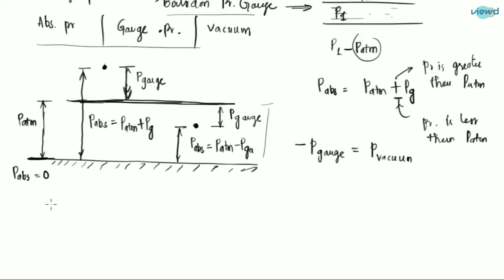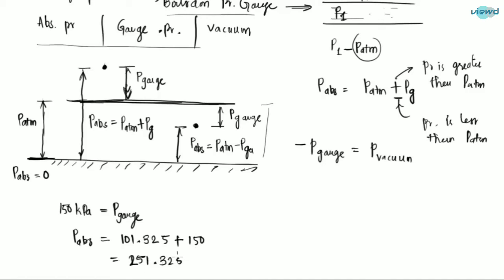Let us see these with examples. If I say 150 kilopascal is equal to P gauge. This is the pressure measured with a pressure measuring instrument, so this is gauge pressure. And if I ask you what is absolute pressure, what will be your answer? It is 101.325, the atmospheric pressure, plus 150. This will give us 251.325 kPa. This will be the absolute pressure.